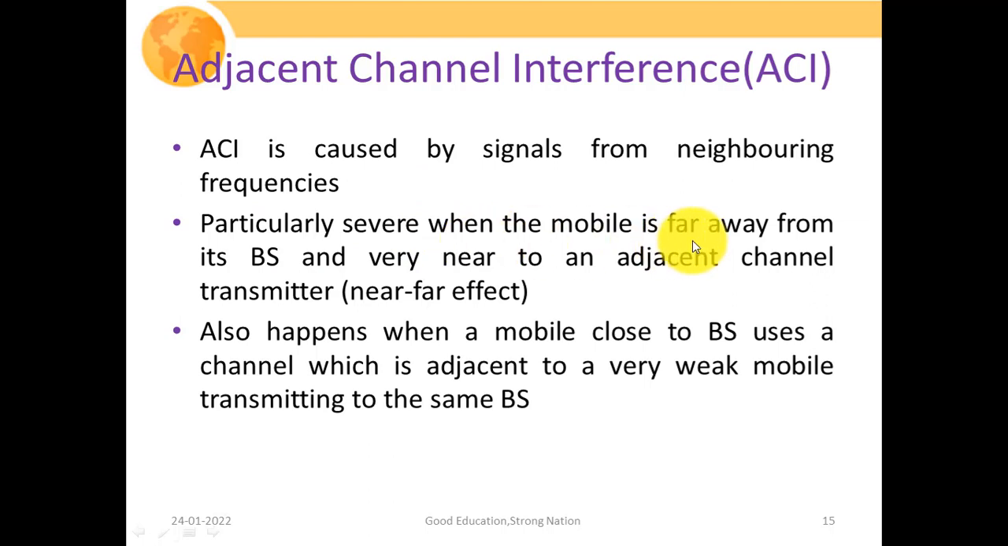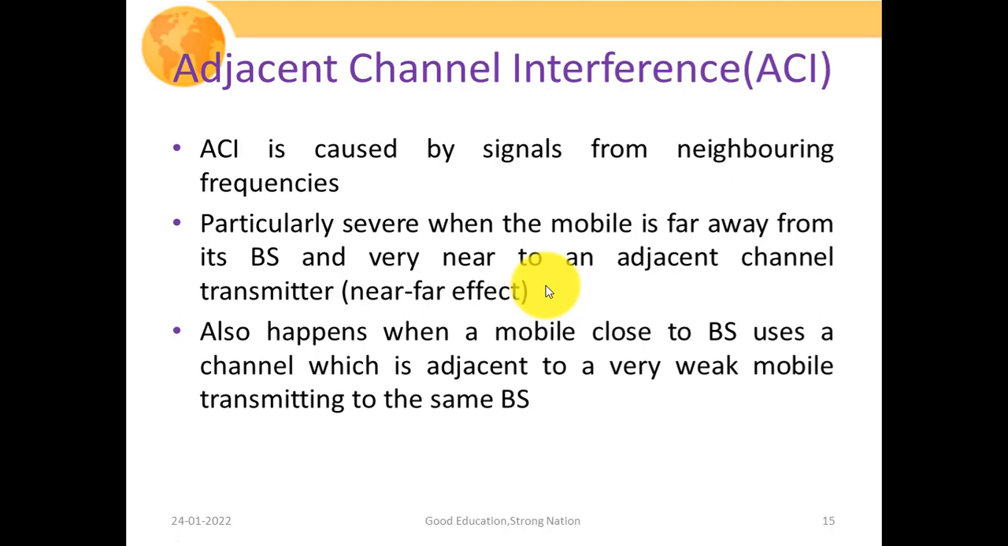It is particularly severe when the mobile is far away from its base station and very near to an adjacent channel transmitter, which is termed the near-far effect. In this scenario, the effect of ACI will be more severe if a particular mobile station is far away from its base station and is nearing a user who is transmitting in an adjacent frequency band.